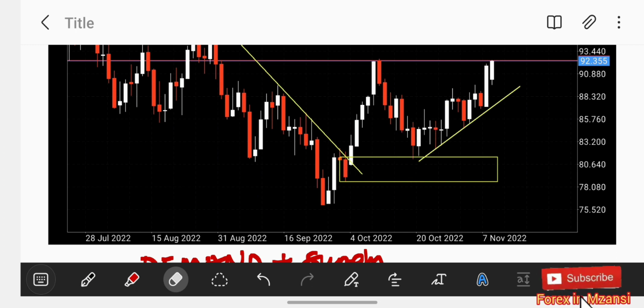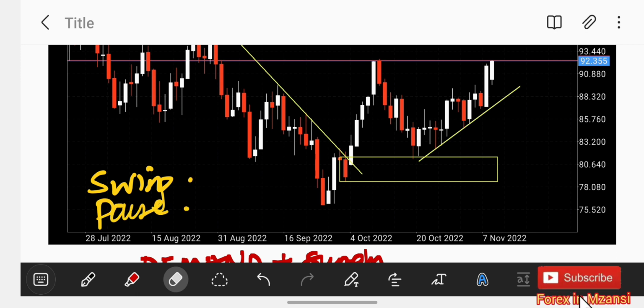So in terms of demand, to recap, the area where the price is going to find support, or an area where you can look for buy trades, you can find it at a swing low. Swing lows you can identify on your chart, or also the market can pause in between a strong rally. When it's moving up, it can form a pause. You can also find an area of demand there.